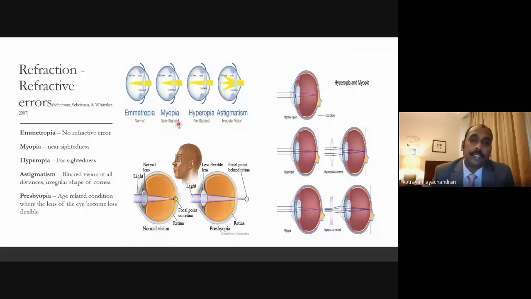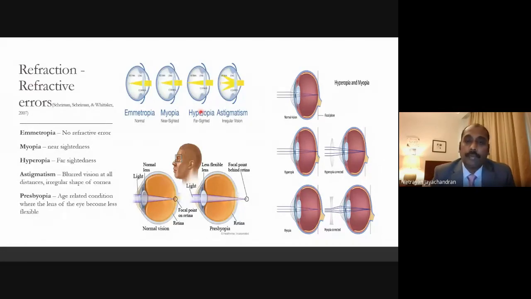Myopia is called nearsightedness. That means the person can see near objects, but has difficulty seeing distant objects. That's called myopia, nearsightedness. What happens here is that the focal point falls in front of the retina. Actually the focal point has to fall on the retina, so that it can be processed to the optic nerve. But here the focal point of the image falls just in front of the retina. So the person cannot see objects at a distance. When they bring the object very near, then they can see it.